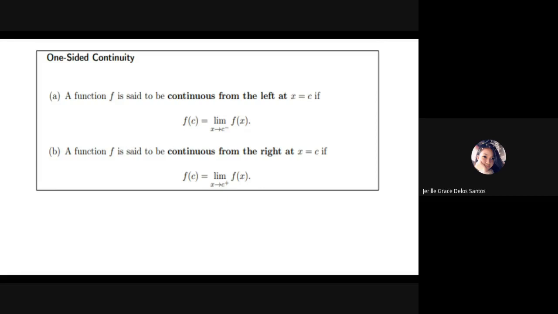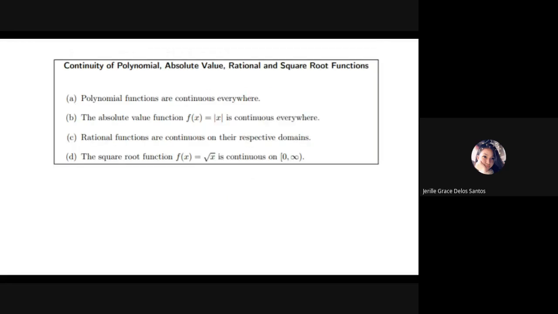Meaning, a function f is said to be continuous from the left at x is equal to c if, when you evaluate the function at c, it should be equal to the limit of f of x as x approaches c from the left. And a function is said to be continuous from the right at x is equal to c if f of c is equal to the limit of f of x as x approaches c from the right. Okay, so I have to stress this one.